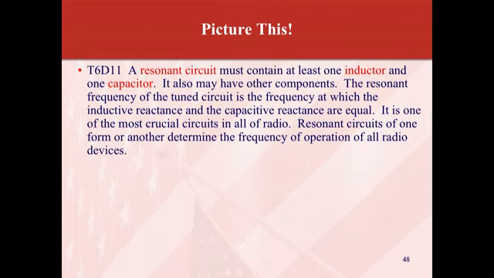A resonant circuit must contain at least one inductor and one capacitor. It also may have other components. The resonant frequency of the tuned circuit is the frequency at which the inductive reactance and the capacitive reactance are equal. It is one of the most crucial circuits in all of radio. Resonant circuits of one form or another determine the frequency of operation of all radio devices. So they're pretty much saying a resonant circuit is the fundamental basic of radio operation, receiving or transmitting, and it consists of an inductor and a capacitor.